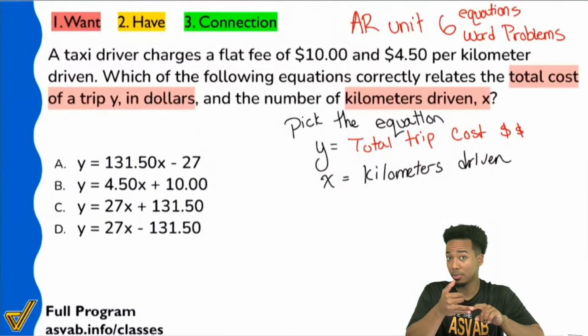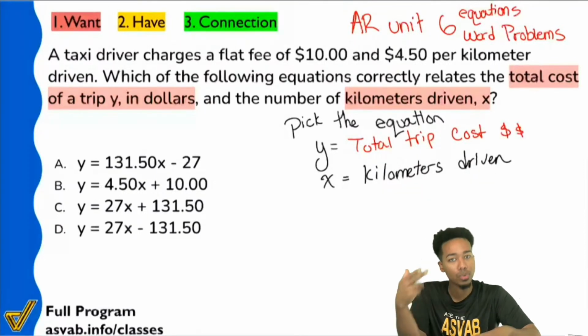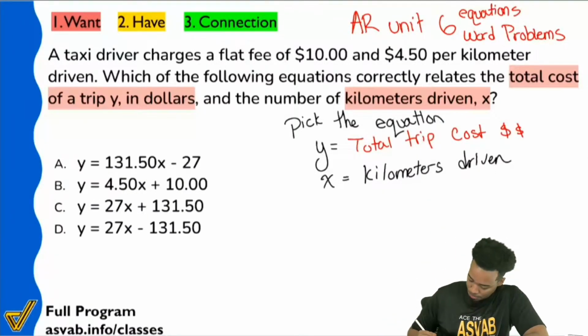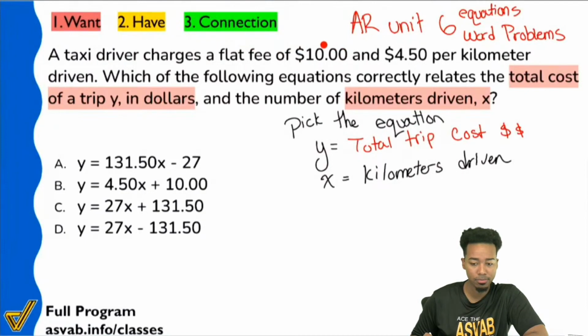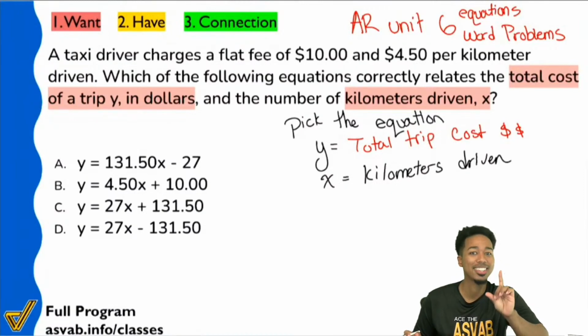Now the next question is going to be, okay, do you understand the information that's given to you so you can create the equation? Let's read through the info. So step two, let's use blue here to write down the info. A taxi driver charges a flat fee of $10 and $4.50 per kilometer driven. Okay, that seems like two pieces of information were given to us, and that is a fact. So let's break it down into one thing at a time and write down, again, one thing at a time.